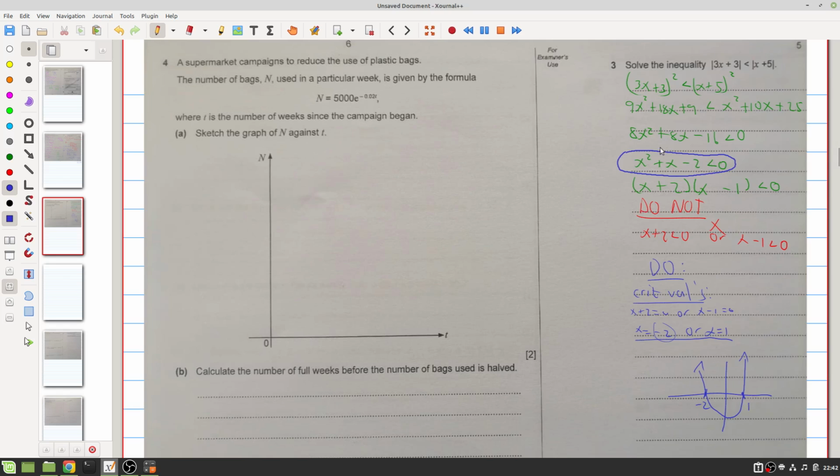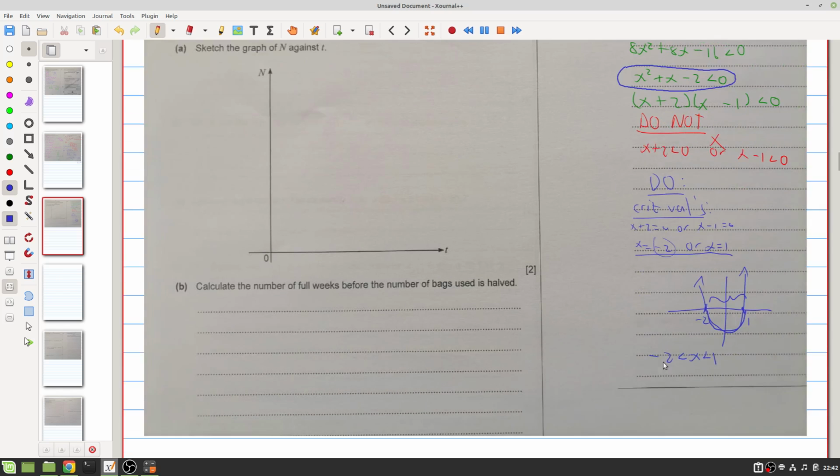And now the question is, where is this parabola less than 0? So where is this parabola below the x-axis? Okay, below the x-axis. So it's below the x-axis for this little part here, right? This part is the part below the x-axis. That's between negative 2 and 1. So between negative 2 and 1. And that is our answer.